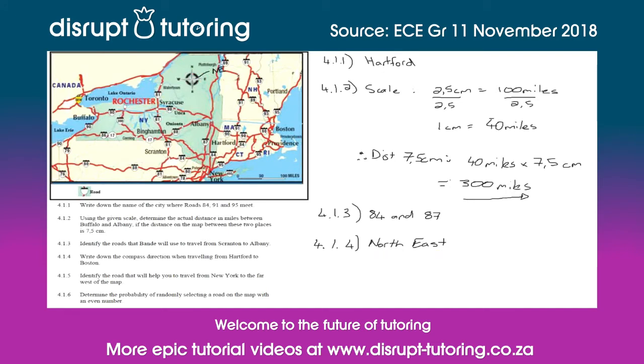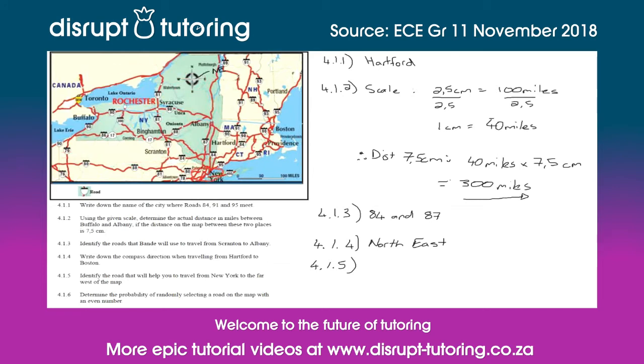And then on to 4.1.5. This question says, identify the road that will help you travel from New York to the far west of the map. So again, we identify that New York is down here. And if we look at our compass, west is in this direction. So it's going to go across the map like this.